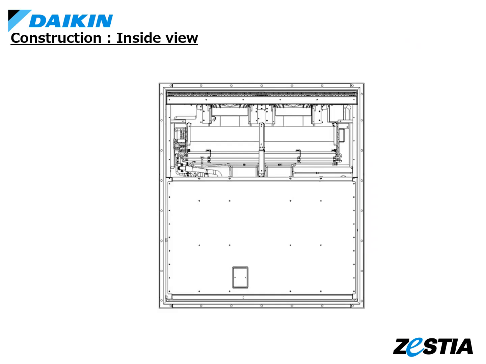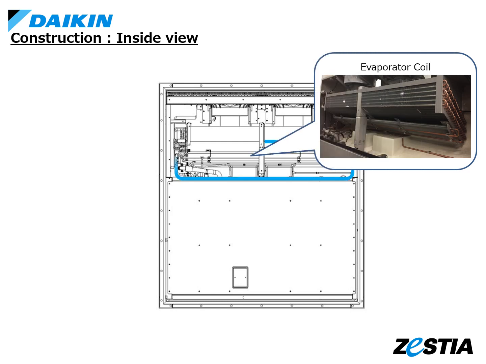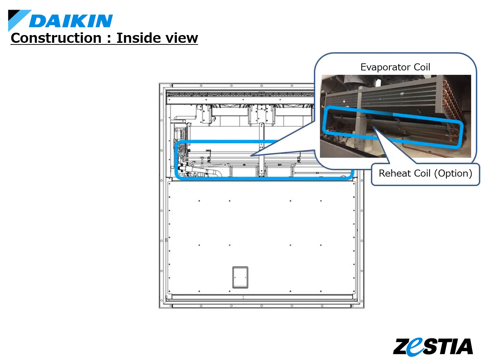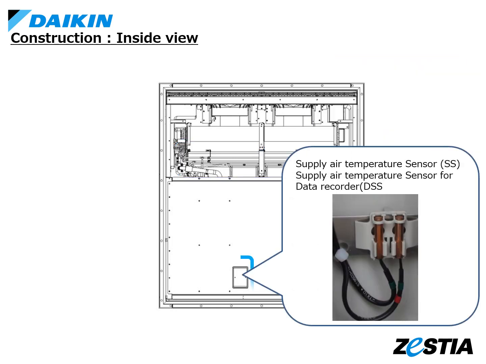Describes the location of the part inside the container box, Type A. This is the evaporator. The reheat coil is installed under it. This is used for dehumidification and it is optional. On the inside of the lower door are the SS and DSS. The green marking is SS and the green and red markings are DSS.